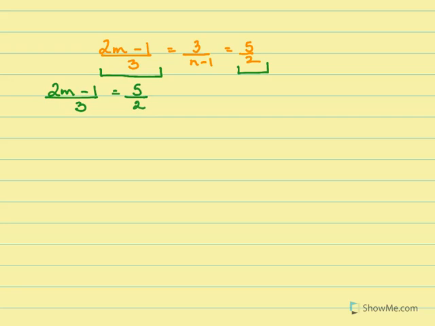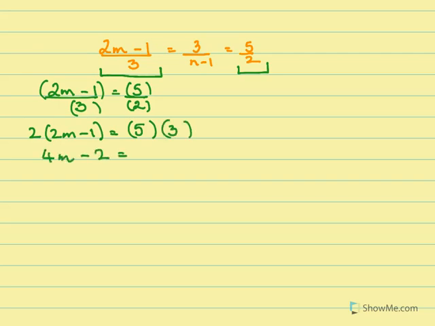Let me solve by cross multiplying. So multiply these two quantities, 2m minus 1 equal to, now we multiply these two, 5 into 3. So 4m minus 2 equals 15. 4m equals 15 plus 2. 4m equals 17. m equal to 17 by 2.